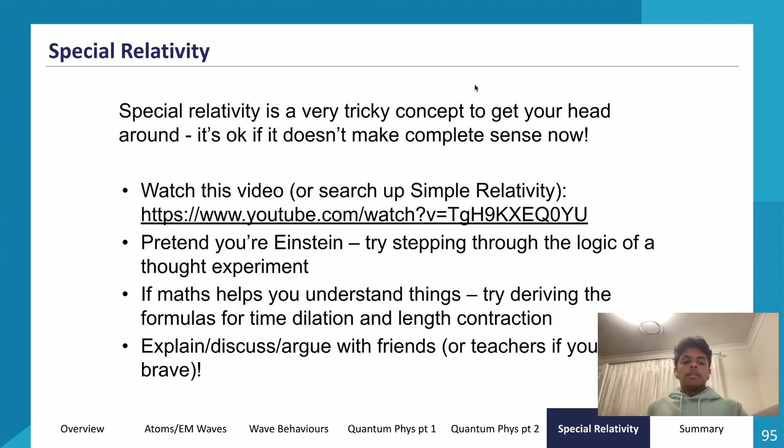So this is special relativity. It's a very tricky concept to get in your head. It's okay if it doesn't make complete sense right now. You guys can watch a couple videos on YouTube on how to understand it. You can watch this video over here, or search up simple relativity to understand it better. And you can also pretend that you're Einstein, stepping through the logic of the thought experiment.